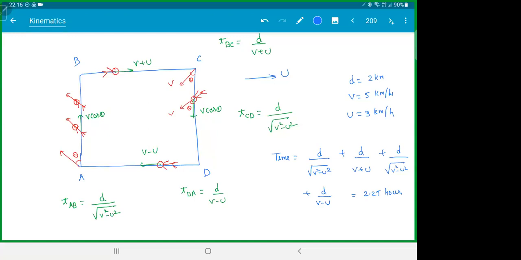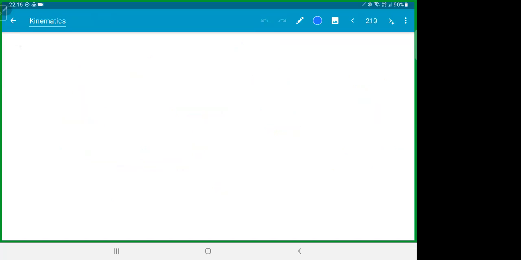Next one. Can I turn the page? Perfect. Next one. Case 3. Shortest time.